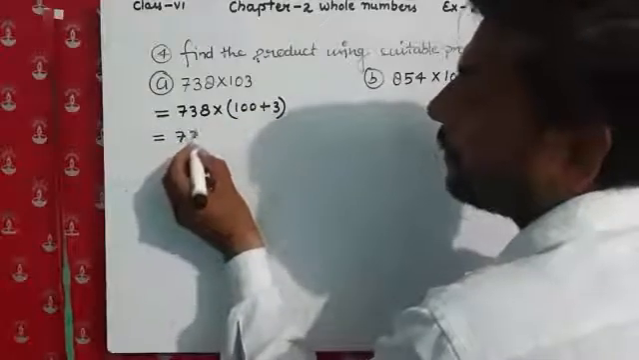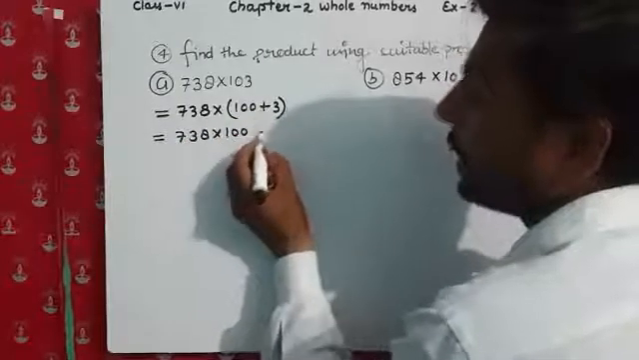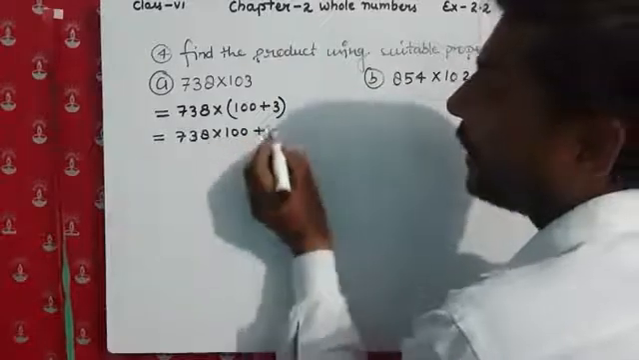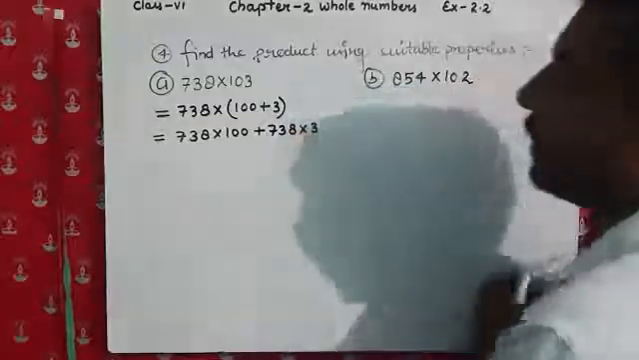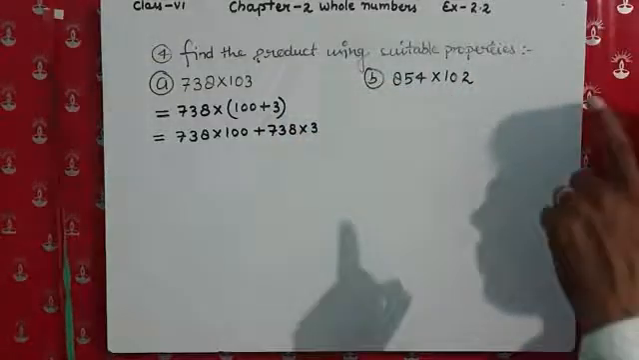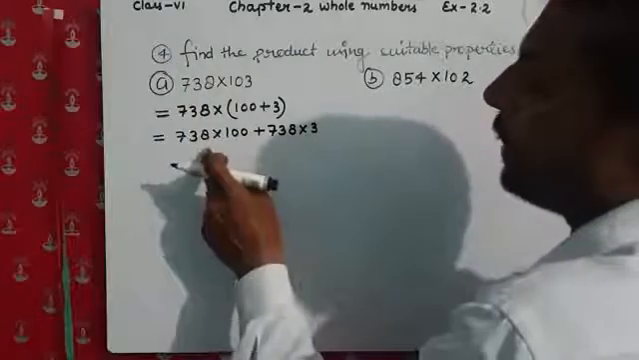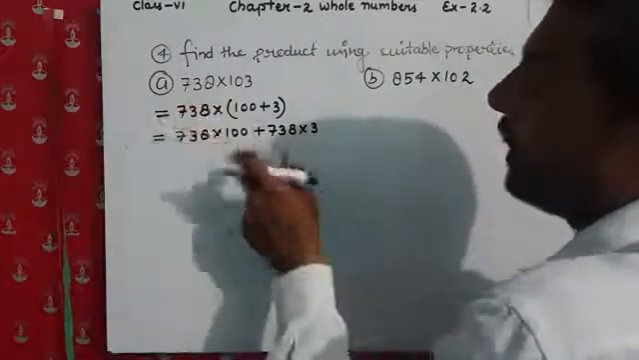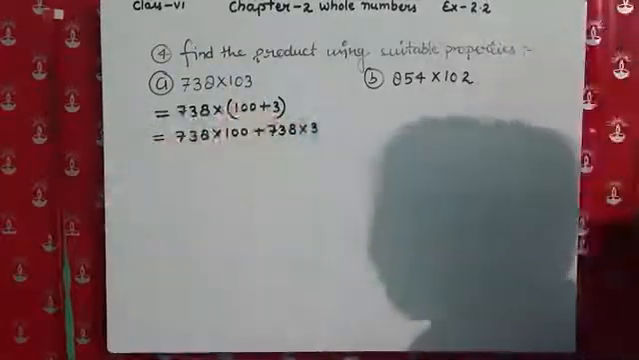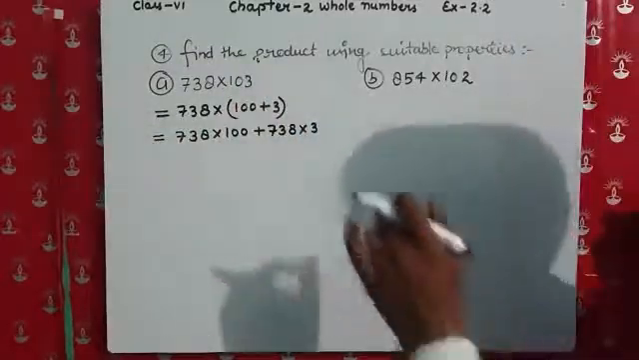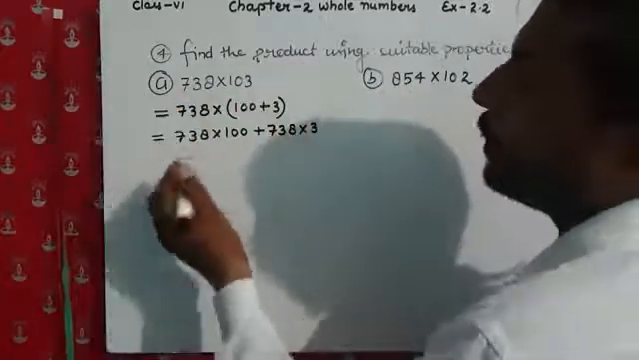So here 738 multiplied by 100, then whatever sign we have, we place it as it is. Now 738 multiplied with the 3. Remember what we did in question number 3, we took the common. The same thing here, the reverse method is going on. Actually this is the distributive property over addition. So we are using the same property over here in reverse order. So here we are going to solve.